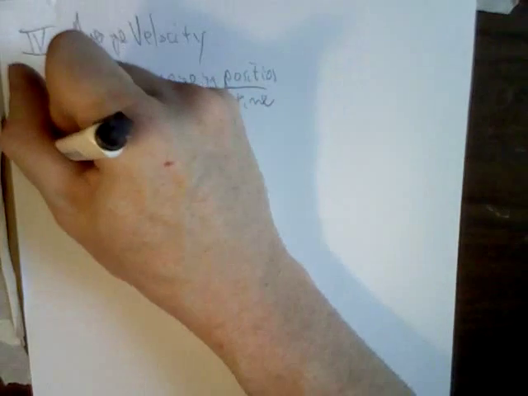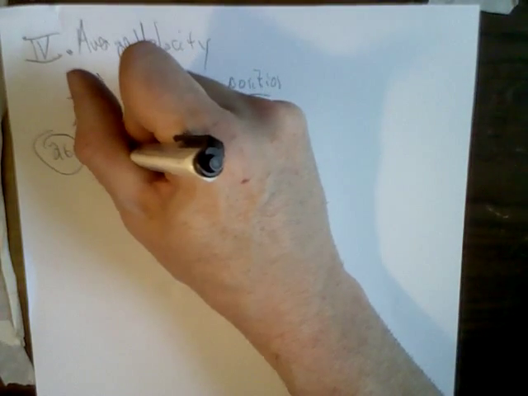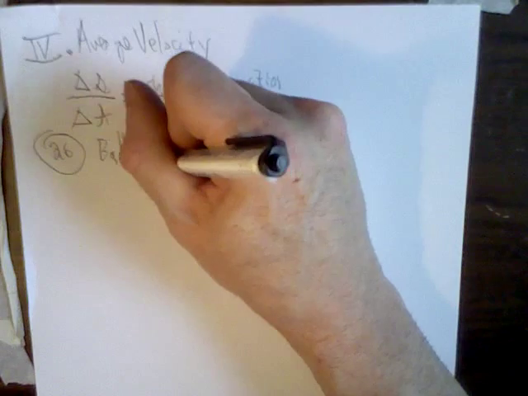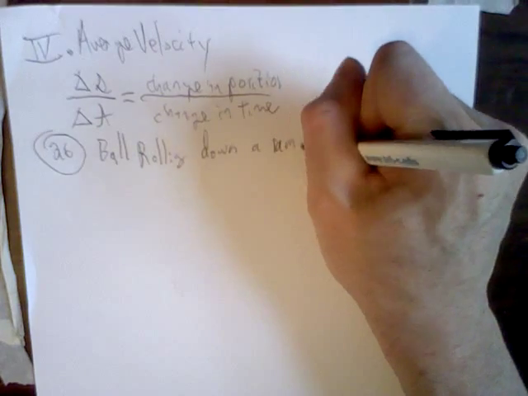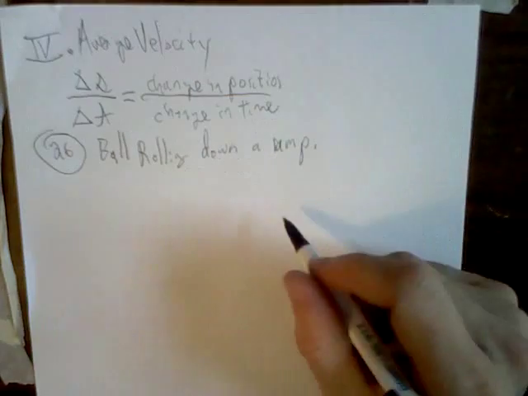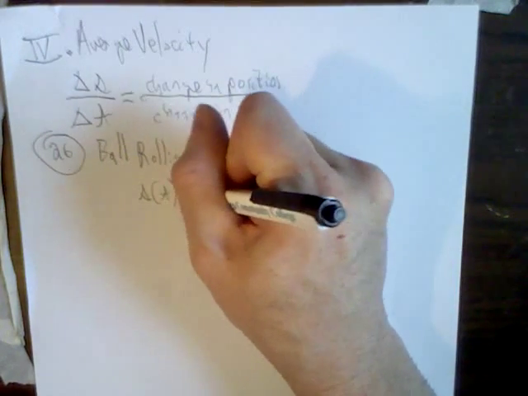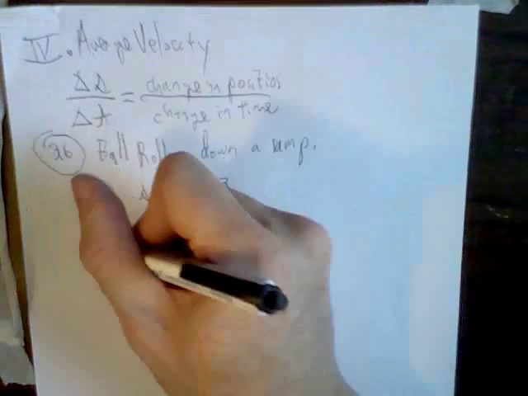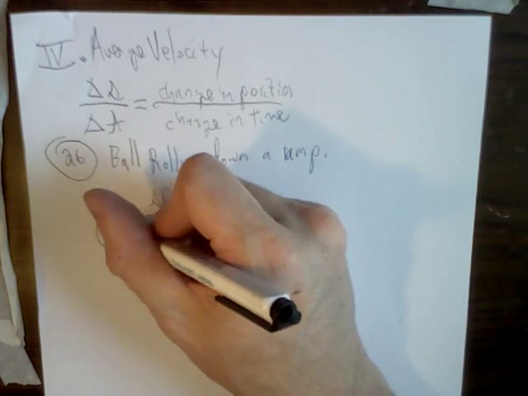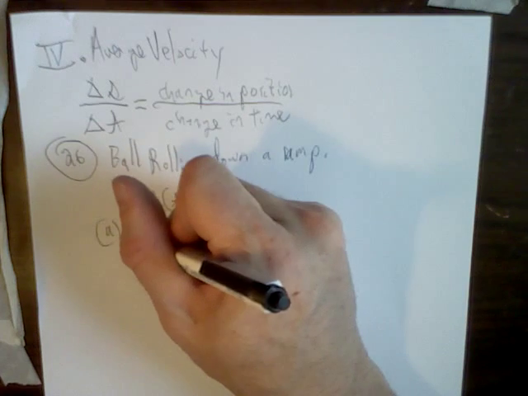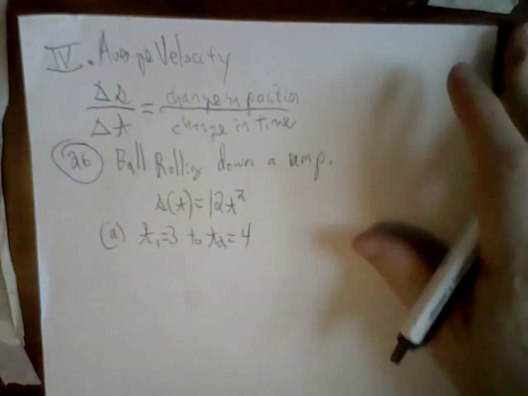Okay, so 26, we have a kind of famous problem that people studied a lot back in the day, and it's a ball rolling down a ramp. They give you a function to represent the position of the ball with respect to time. That function is s of t equals 12t squared. Part A, they want you to find the average rate of change, or the average velocity in this case, going from t1 equals 3 to t2 equals 4. And what is that?